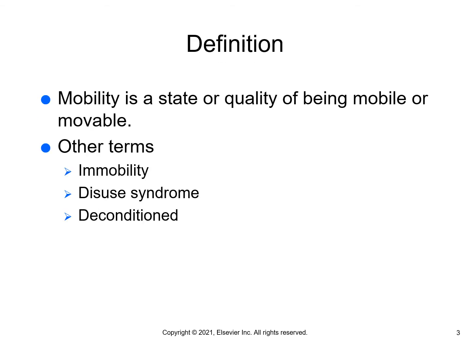So your book defines mobility as a state or quality of being mobile or movable. But other terms used in conjunction are lack of mobility and disuse syndrome. What's happening here is that the muscles, when they're not used, tend to be deconditioned, and due to the lack of movement, they will shrink and atrophy.